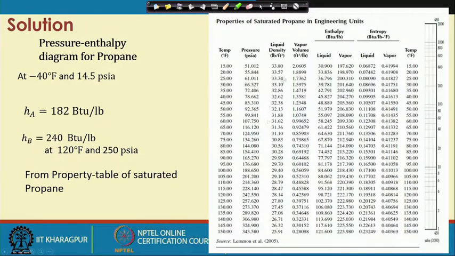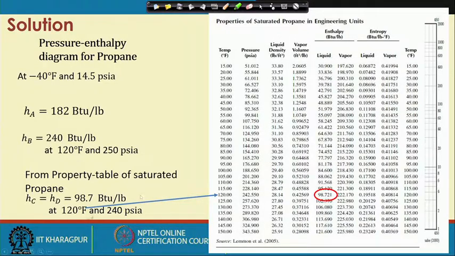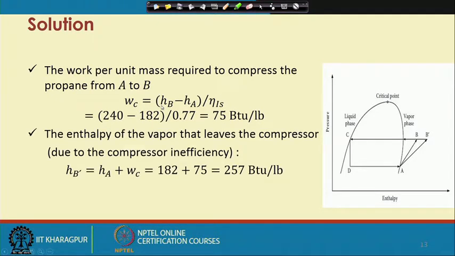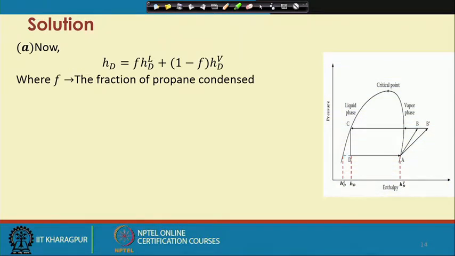This is the property table for the saturated propane, and from here we find the values at 120 Fahrenheit and 240 psia. We find this is the value of the enthalpy at HC and HD. Now we simply plug in the values to find the work done per unit mass of the gas compressed, and we also find the actual enthalpy of the vapor leaving the compressor from this formula. So, this is how we can solve for the work done.